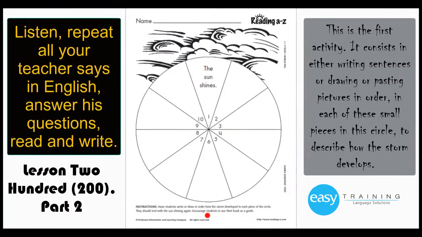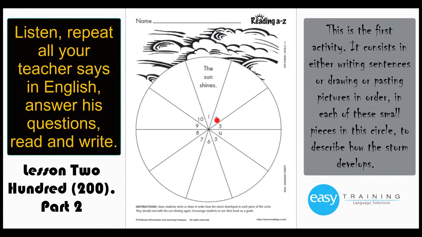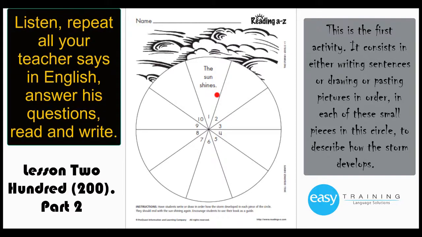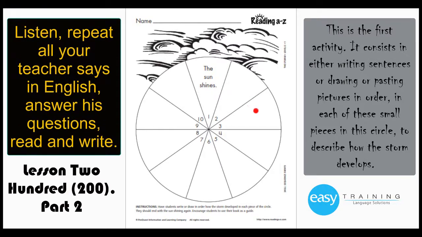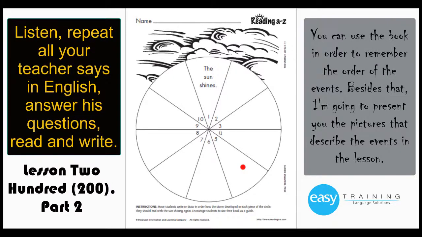This is the first activity. It consists in either writing sentences or drawing or pasting pictures in order in each of these small pieces of this circle to describe how the storm developed. You can use the book in order to remember the order of the events.